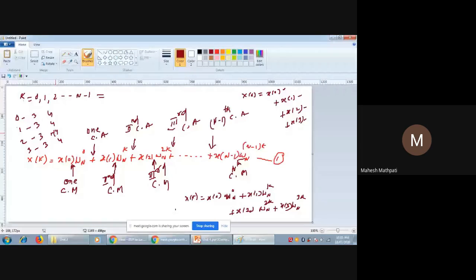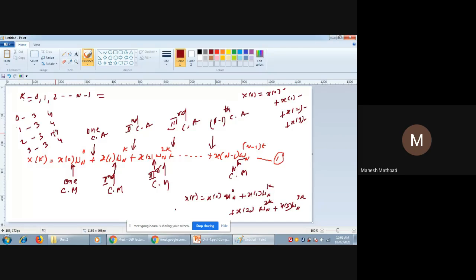If you want to evaluate a 4-point DFT, how many multiplications do you require? 16, it is, very good. And how many additions? 12 additions. So if you want to calculate 4 points, you require 16 multiplications and 12 additions. Now in a generalized manner, 16 comes from n equals 4, that is 4 into 4 is 16, right? Getting my point?